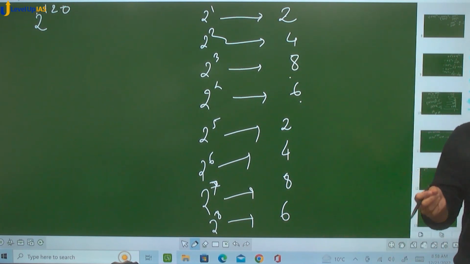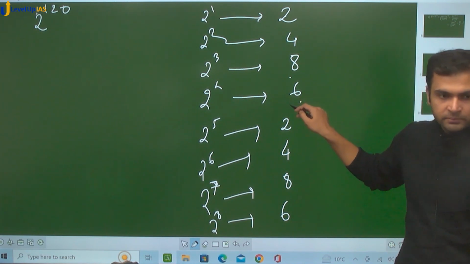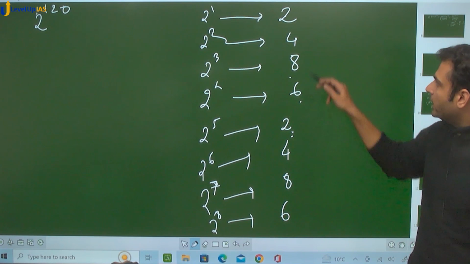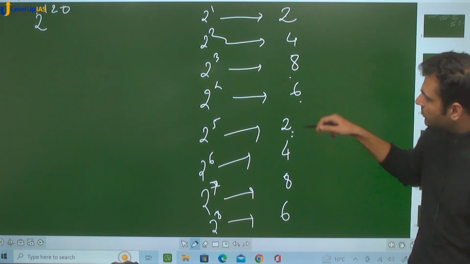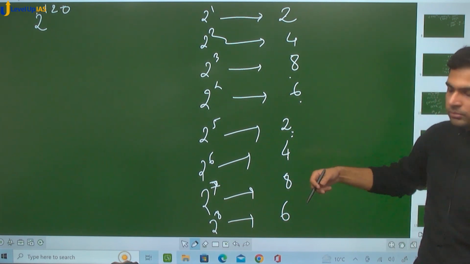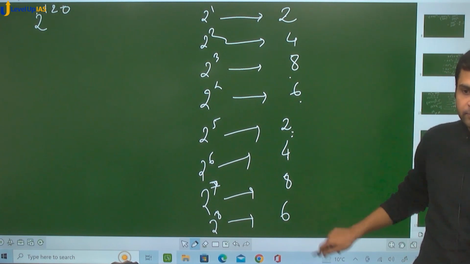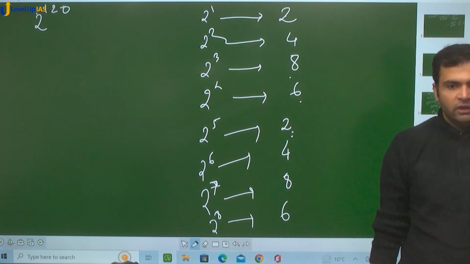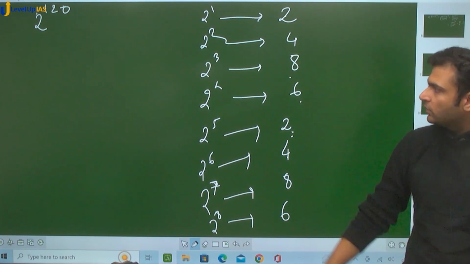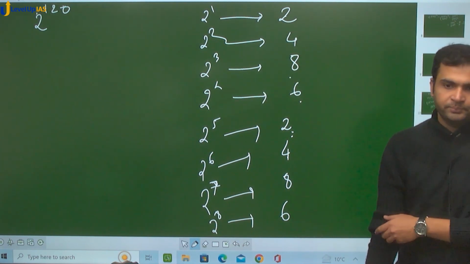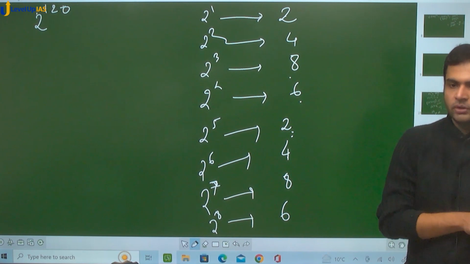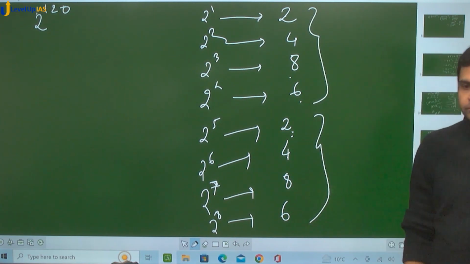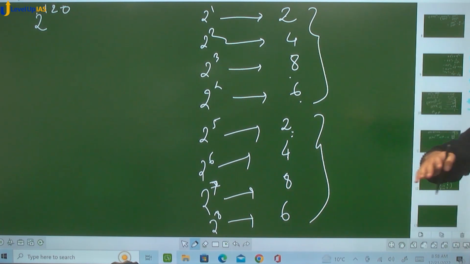Then one more 2 comes. It will get multiplied with this 6. 6 into 2 is 12. Again we get 2. Again the same pattern repeats. One more 2 comes, 2 into 2 is 4. One more 2 comes, 2 into 4 is 8. Etc. We are tracking only the units place. Everything else is immaterial for now. We just want the units place. So the units place for any power of 2 comes in brackets of 4. The pattern repeats in brackets of 4.